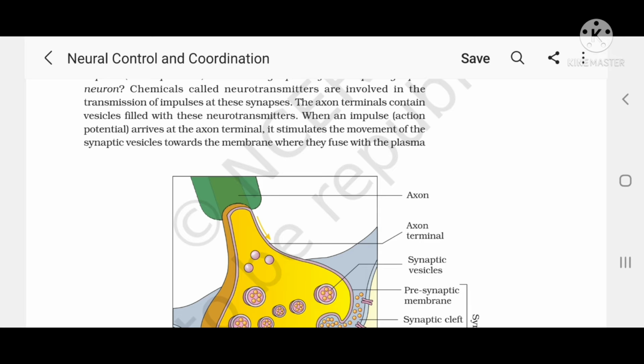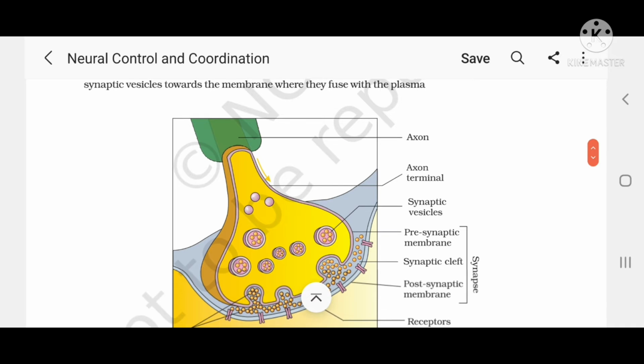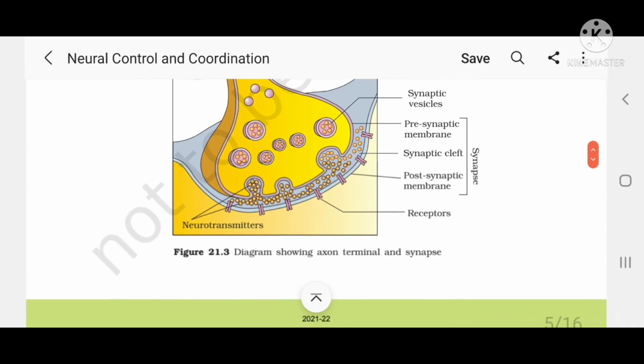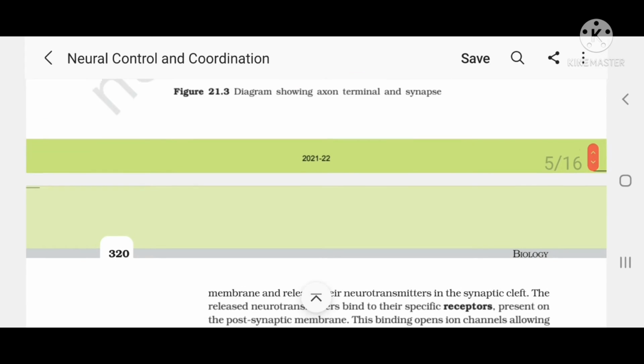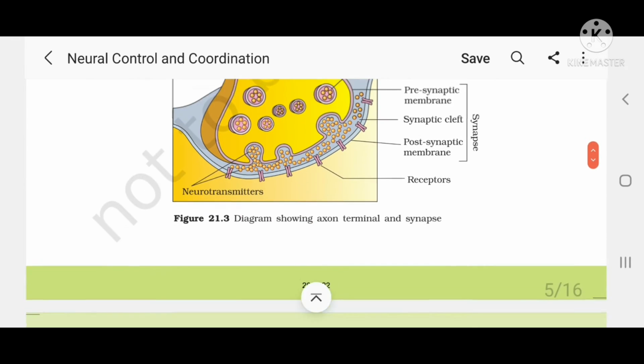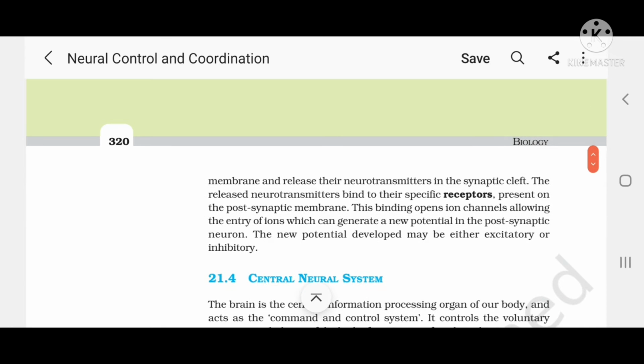The released neurotransmitters bind to their specific receptors present on the postsynaptic membrane. This binding opens ion channels, allowing the entry of ions which can generate a new potential in the postsynaptic neuron. The new potential developed may either be excitatory or inhibitory.